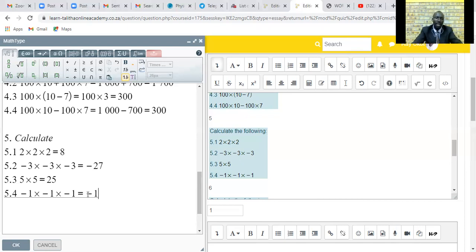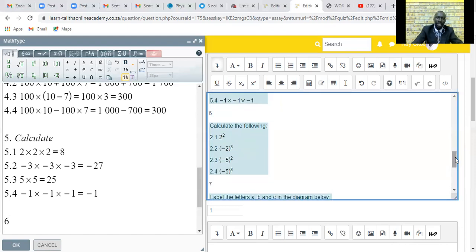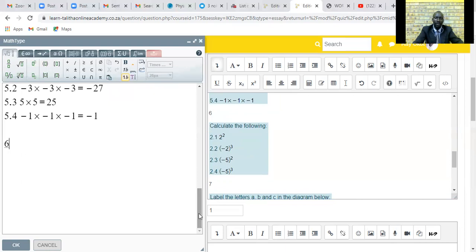Yes, that's the answer. Now for question 6, what do we have to do? Well, in question 6 we are supposed to calculate. We have been given some values and we have to find what the answer is. So it's also under calculation.